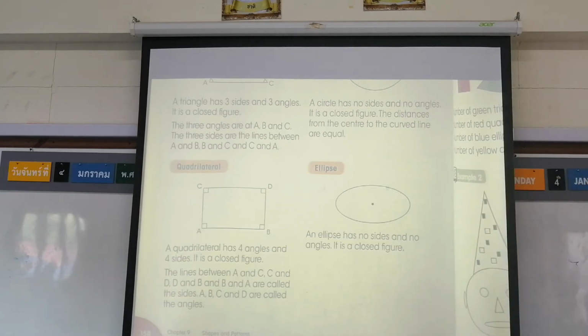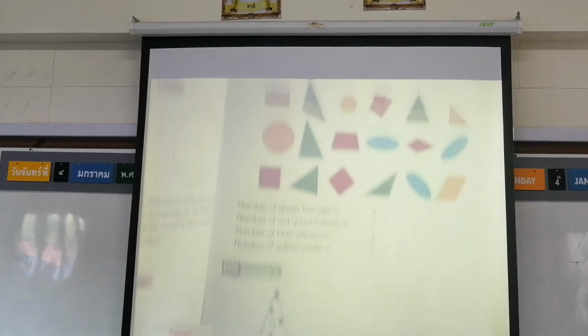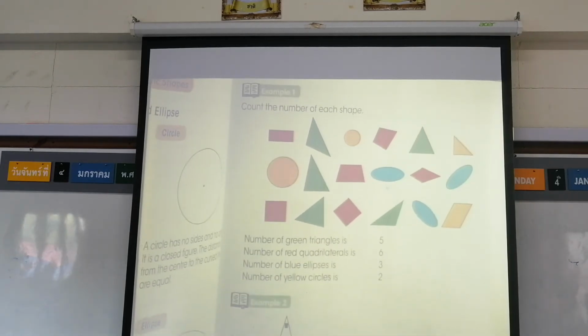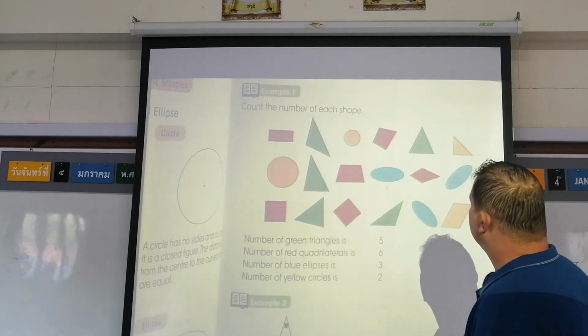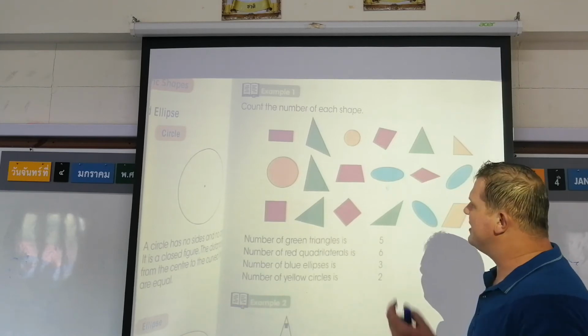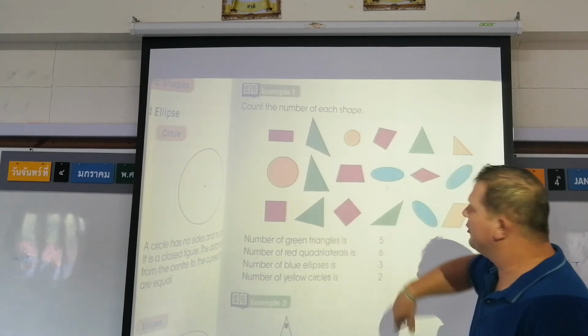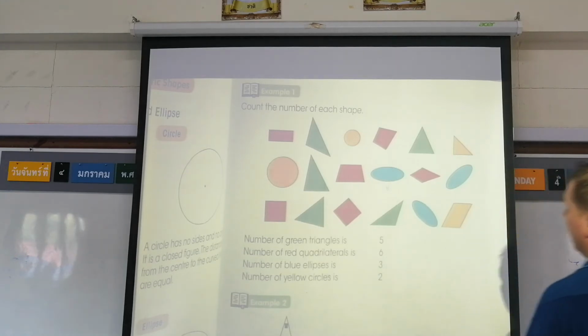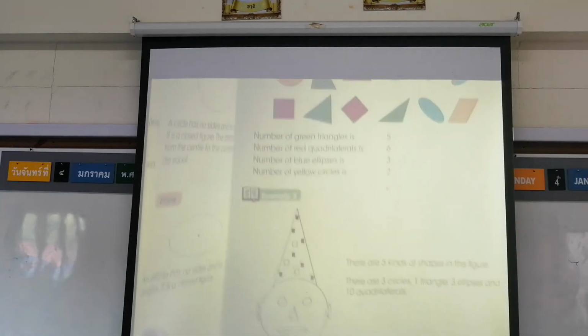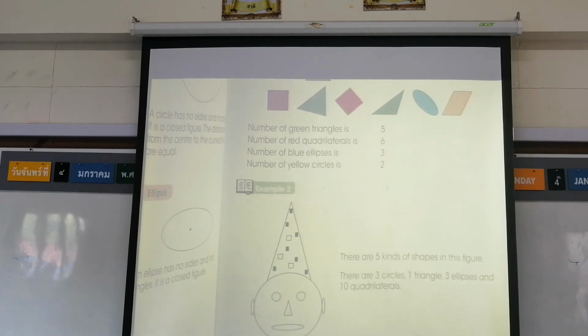All right, we don't have to worry about this much, or this one so much for now. We just have to count. You guys will do this in your homework. Fortunately, you're not here to count with me. But again, you can pause the video if you want to have a look. What's this? There are five kinds of shapes in this figure. They say there are 10 circles, one triangle, three ellipses, and 10 quadrilaterals.